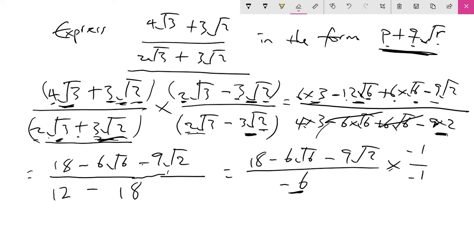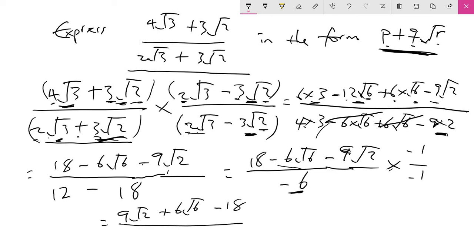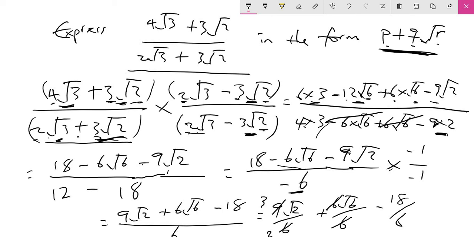So I'm just going to rewrite them. Since this becomes positive, we write it first. So this gives 9 root 2. This also becomes positive, plus 6 root 6. And this becomes negative, minus 18, all divided by 6. So now we can have 9 root 2 divided by 6, plus 6 root 6 divided by 6, minus 18 divided by 6. Now 3 in 6 gives 2, and 3 here gives 3. 6 cancels 6 up here, and 6 can go into 18 perfectly to give 3.